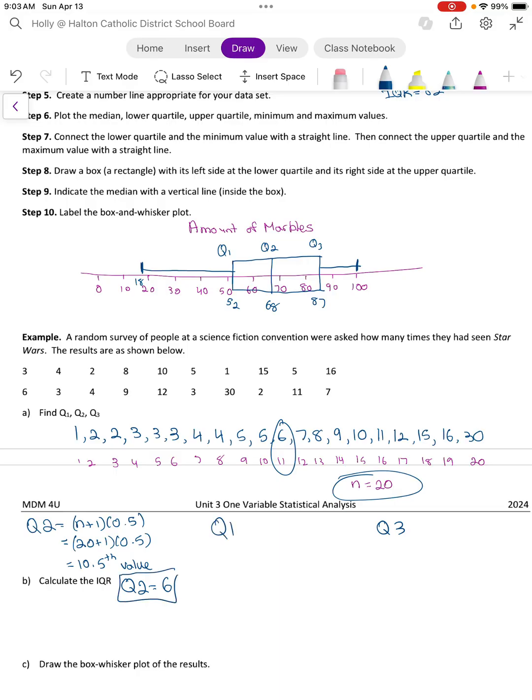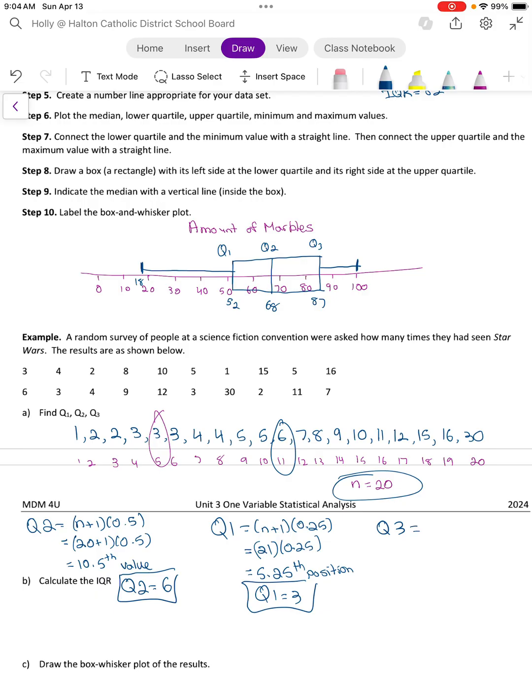Now let's go to Q1. Again, it doesn't matter what order you're in. I was going least to greatest, but it doesn't matter. Q1 is n plus 1 times 0.25. So that gives me 21 times 0.25, and that gives me 5.25. So that's the 5.25th position. If I look at that, that's closer to 5. So if I take the 5th position, it doesn't really matter in this case because 5 and 6 are both 3. So Q1 is equal to 3.